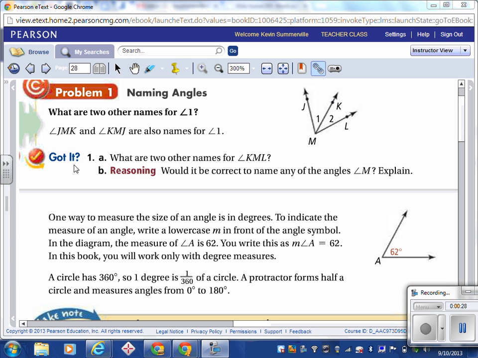Let's take a look at gadget number 1. There are two names for KML, using the picture above.